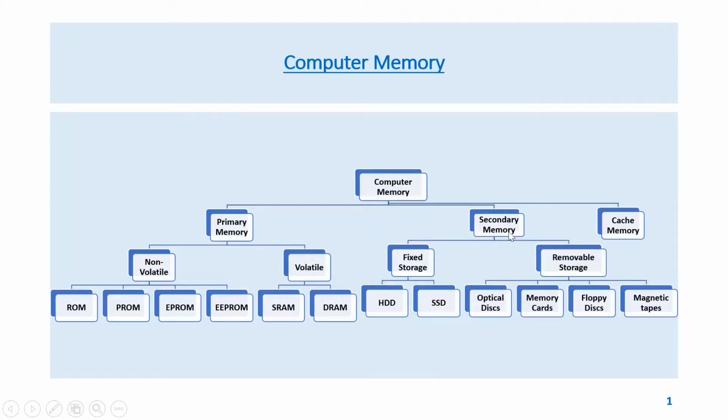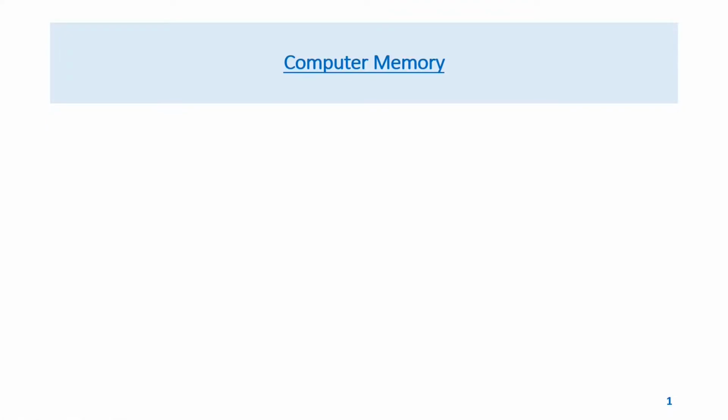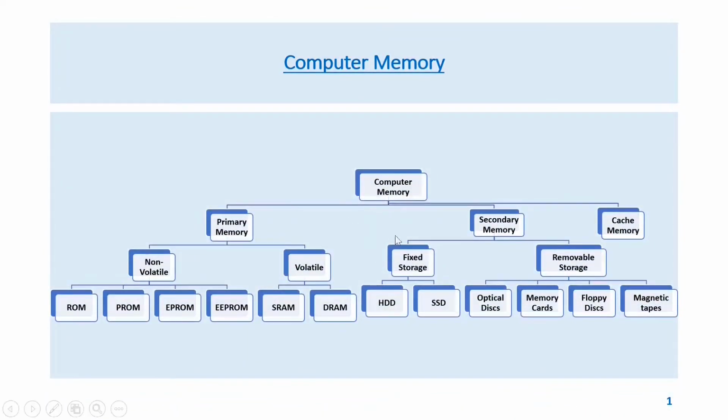Secondary memory is divided into either fixed storage or removable storage. The fixed storage secondary memory is HDD, that is hard disk drive, or SSD, that is solid state drive. And removable storage can be divided into optical disks, like DVDs, CDs, memory cards, floppy disks, magnetic tapes. Now let us look into non-volatile primary memory.